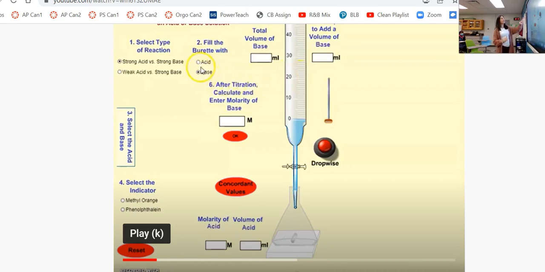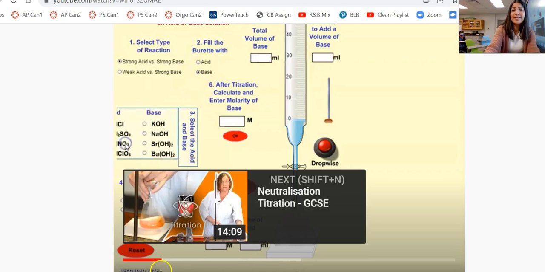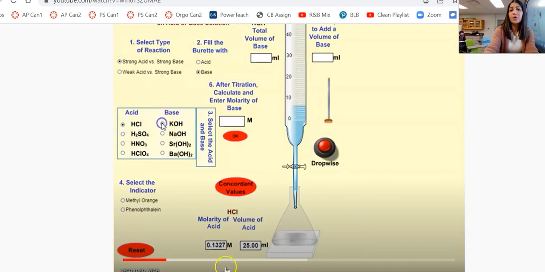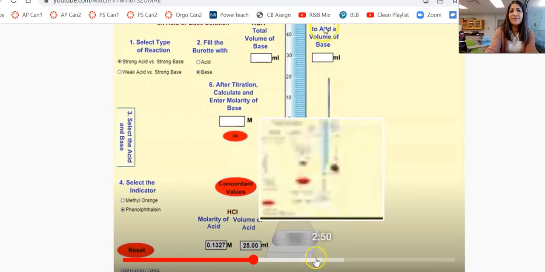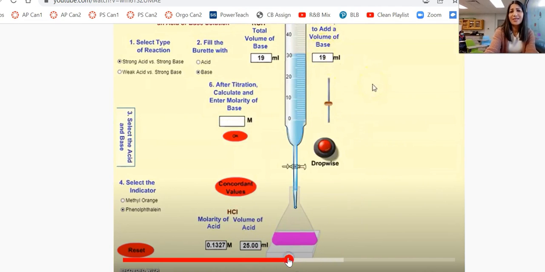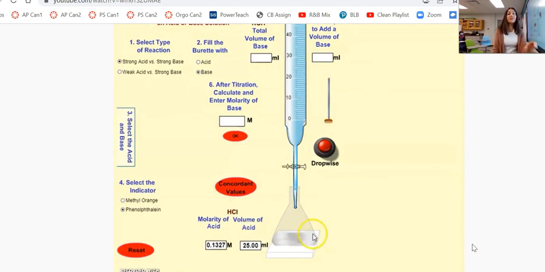In this case, they're giving us the option to use a strong acid or a strong base, or a weak acid or a weak base. Let me just fast forward. They're filling everything in, and you can select which acid you want and which base you want. They're going to start titrating, dropping it in, and eventually they get to a point where it turns pink. They went way too fast that time. They really should have been going drop-wise.